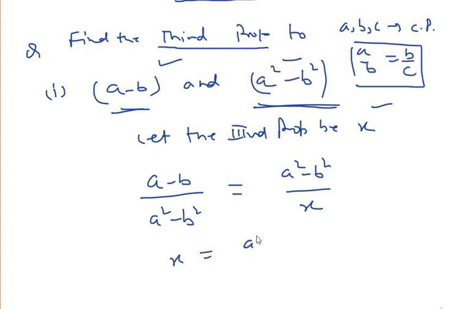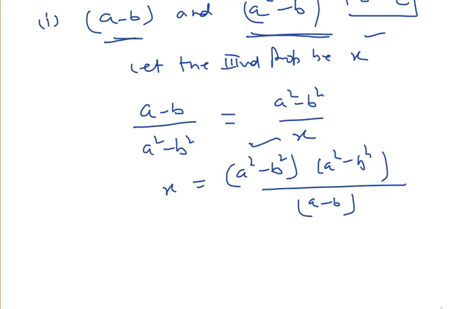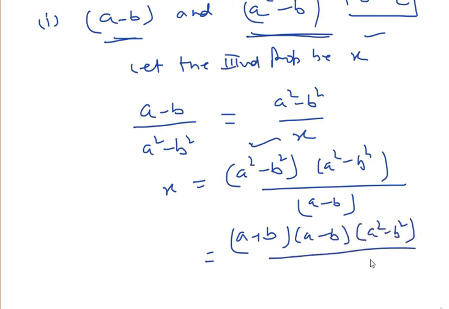x is equal to a square minus b square, a square minus b square upon a minus b. We will simplify the first factor. So we can write here a plus b into a minus b, a square minus b square upon a minus b. We will cancel out, and the answer is a plus b into a square minus b square. I think it is clear.